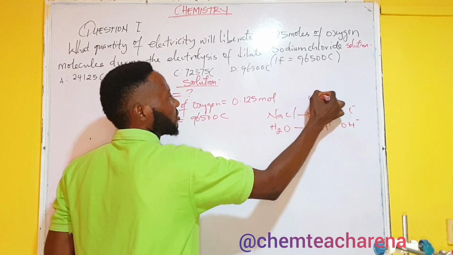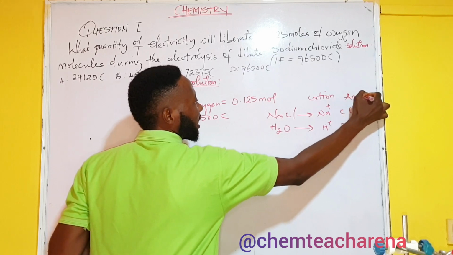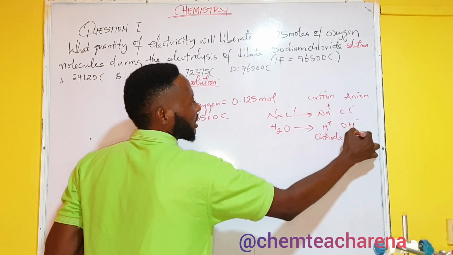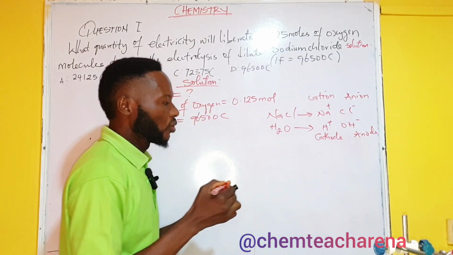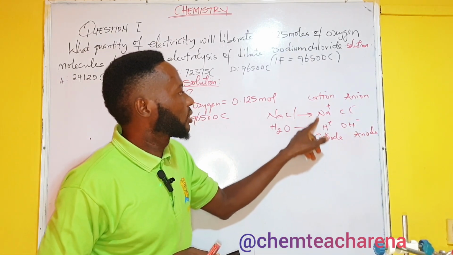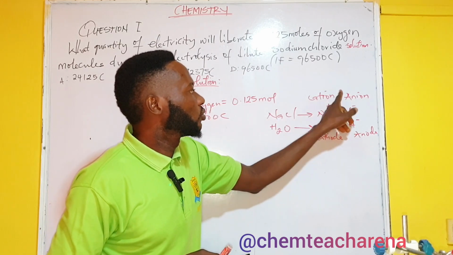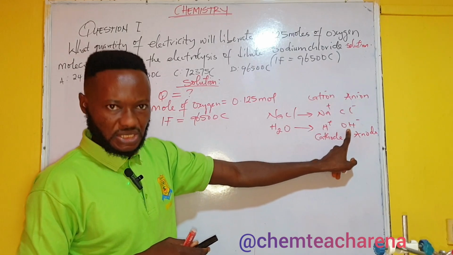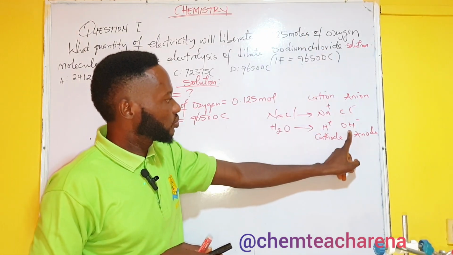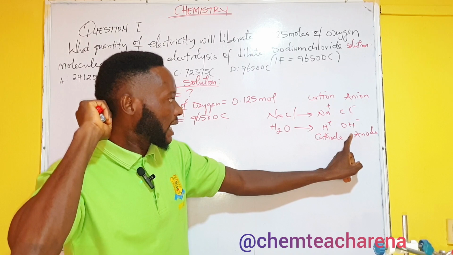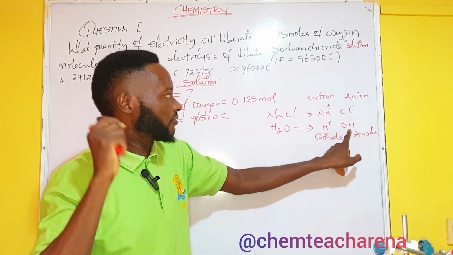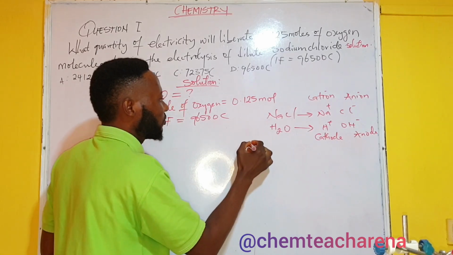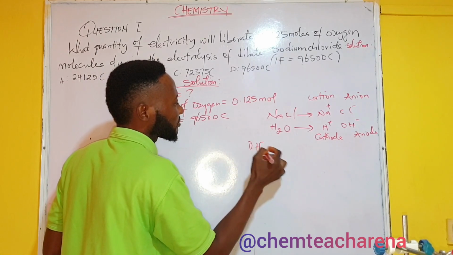Then this one is cation, while this one is anion. Then cation migrates to the cathode, then anion migrates to the anode. So at the cathode, we'll be looking at these two here, then at the anode, we'll be looking at these two here. But since we are talking about oxygen, look at where oxygen is. This is where oxygen is, at the anode. So OH will be preferentially discharged because it is lower than Cl. So let me go with OH minus.